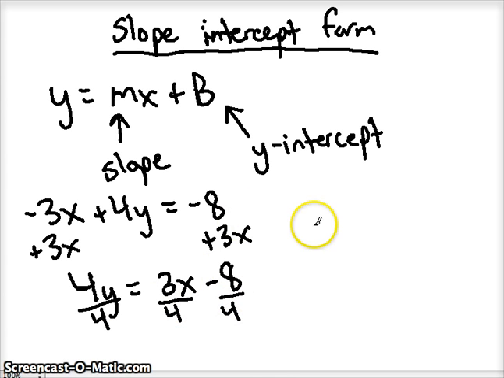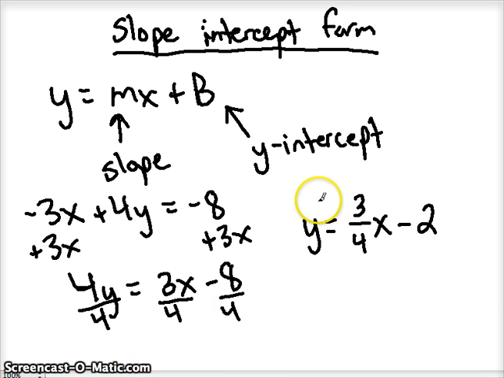So on the left side, all we're left with is y, which is what we want. And now we have 3 over 4x. I want to leave it that way because it's a slope. I want to leave it as a ratio, a rise over a run. But negative 8 divided by 4, I can reduce that. What's negative 8 divided by 4? Well, it's negative 2. And so now I have a form that I can graph.